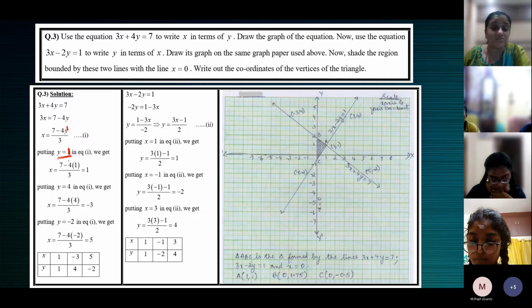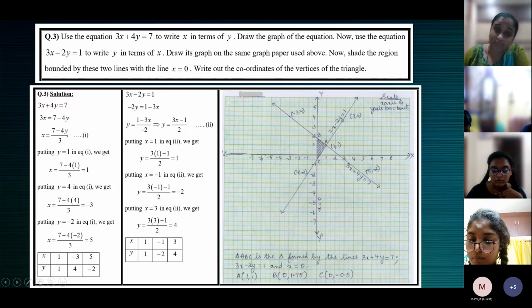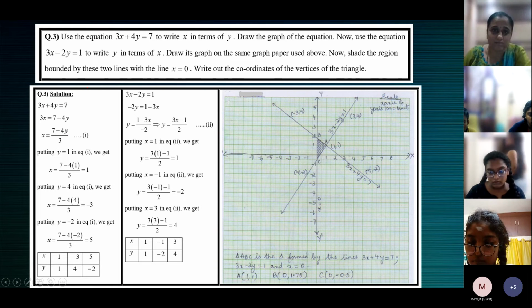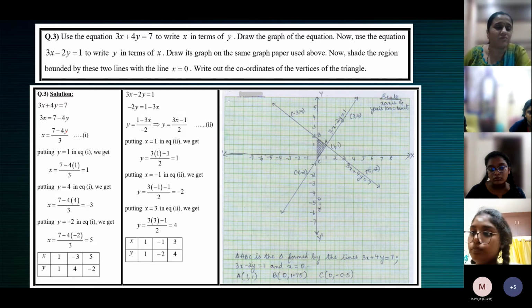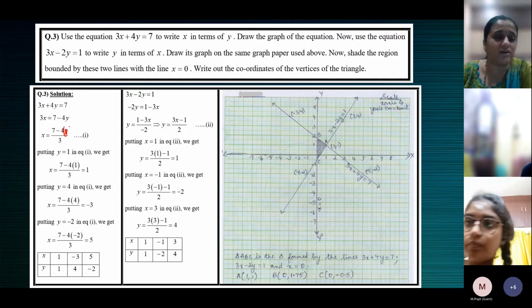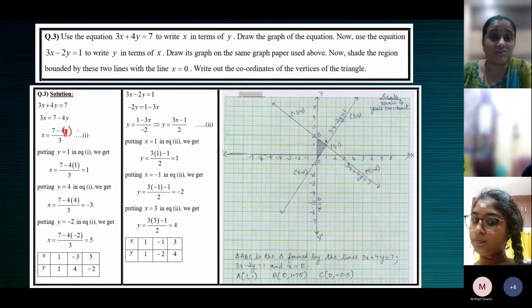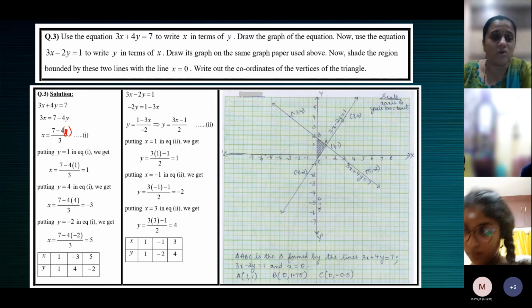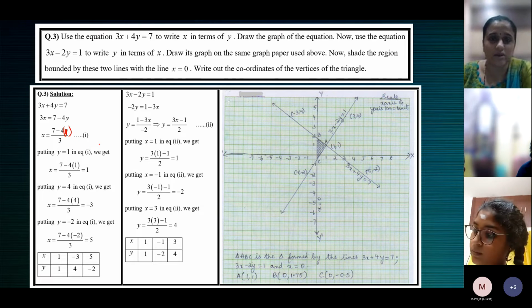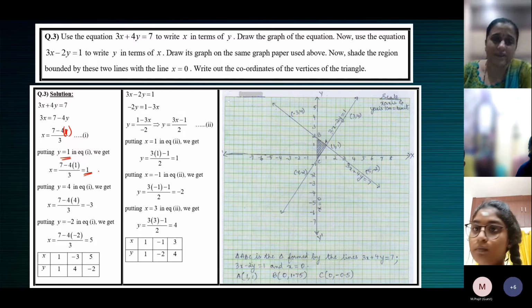It's not randomly taking some value. I don't just start off with let Y be 1. No, it's not like that. You work it in your mind and then you write it in your book or paper. So what happens when Y is 1? 4 into 1 is 4. 7 minus 4 is 3. And 3 by 3 is 1. Good. So X is equal to 1. When Y is 1, X is also 1. So we'll go ahead with that value of Y. Then we take another value.